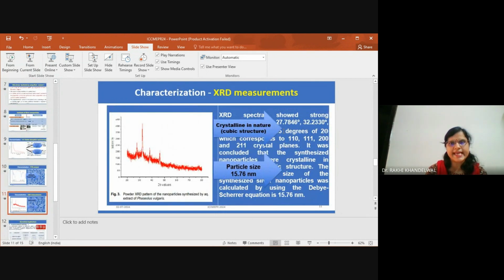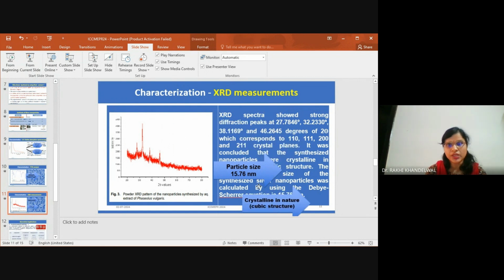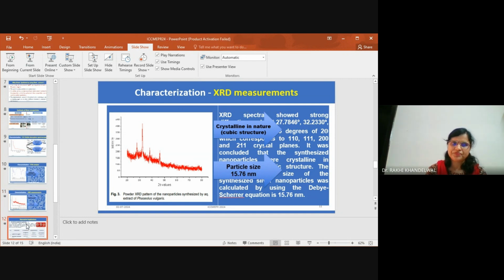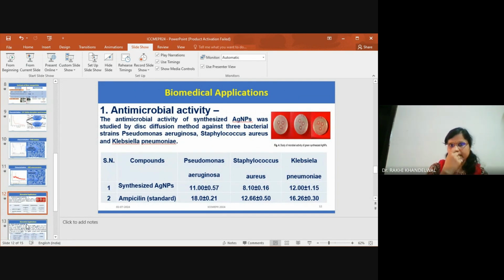After that, we have performed the XRD measurement for the size confirmation of the silver nanoparticles. In the XRD spectra, various peaks are shown at different degrees, which correspond to the 110, 111, 200, and 211 crystal planes. The XRD spectra show that the particles are crystalline in nature and cubic in structure. The particle size calculated from the XRD data is 15.76 nanometer.